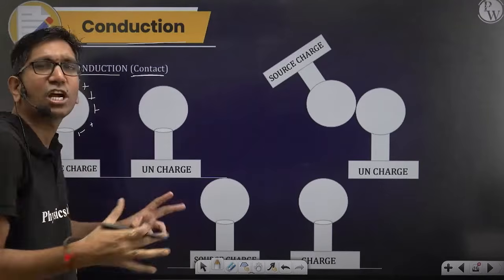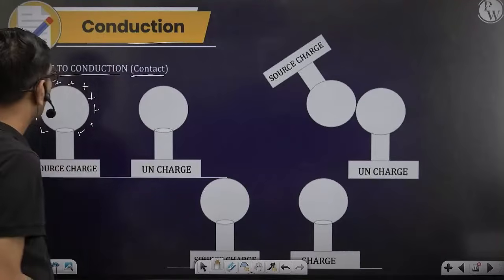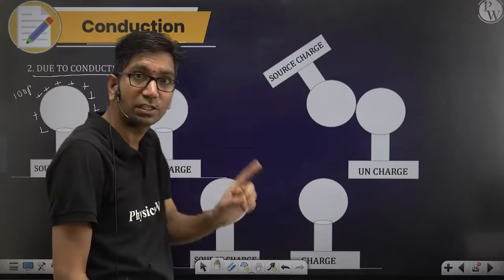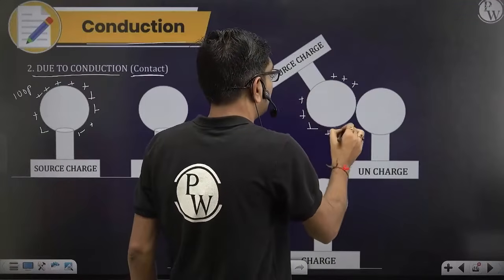This is an uncharged body. There is no charge at all. Is it clear? No charge at all. Now, when a source body is kept in contact, 100% there should be contact, okay?